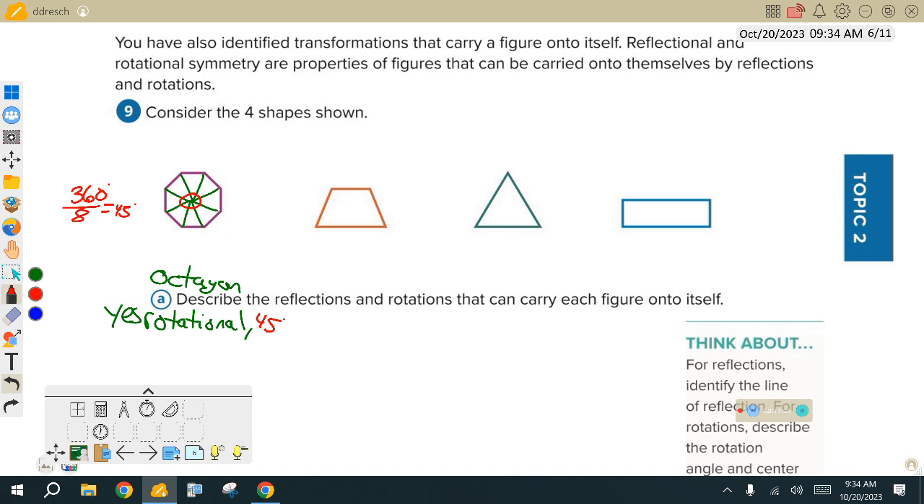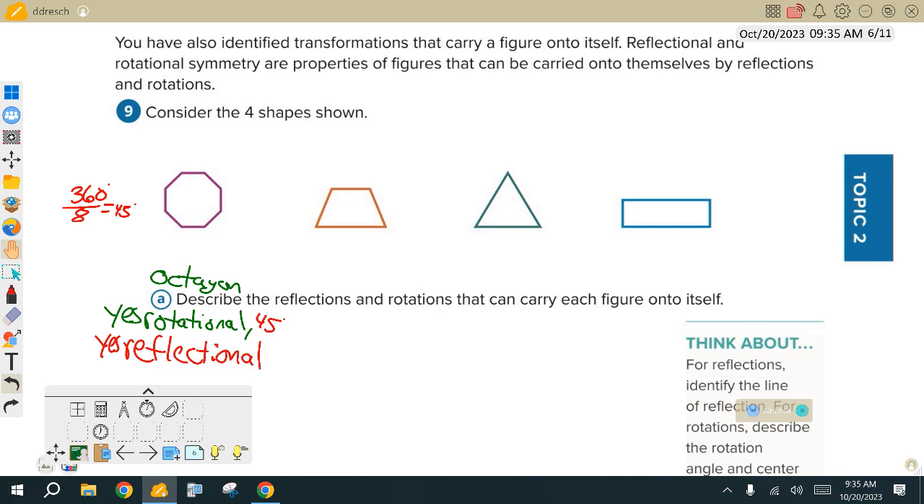Now, let's come back around. Let's do the reflectional part. Is there some reflectional symmetry happening in there? Yeah, there is. Is there more than one line? Yep. There's quite a few lines, isn't there? Okay, it's going to get messy on that. I'm just going to say, yeah, there's reflectional happening in there.